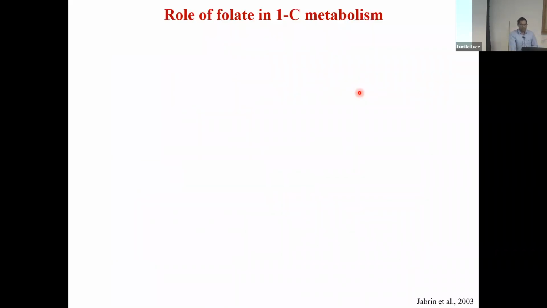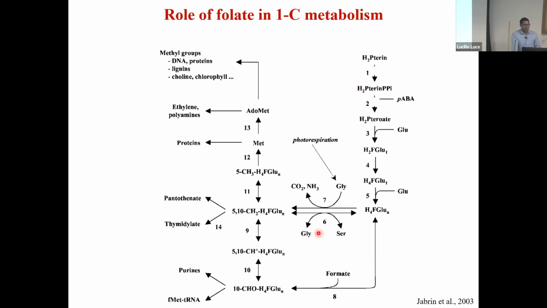Tetrahydrofolate and its C1 derivatives play a very important role in one-carbon metabolism, where they donate one carbon to different reactions, as you can see here. Tetrahydrofolate is interconverted to 5,10-methylene tetrahydrofolate, and it plays an important role in photorespiration. Different folate derivatives are involved in the synthesis of nucleotides, purine and thymidine, vitamin B5, proteins, and amino acid metabolism, especially methionine and histidine.